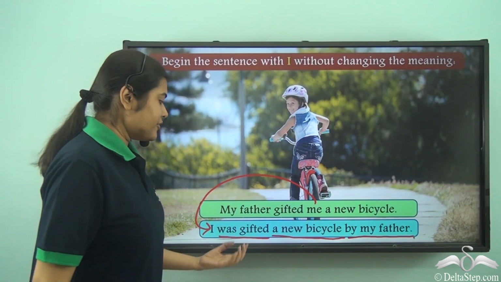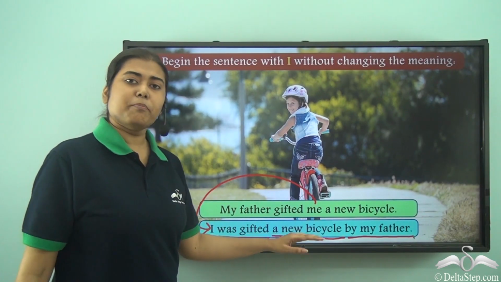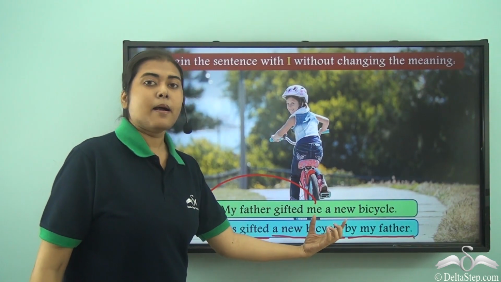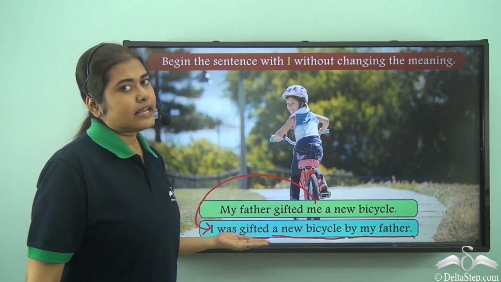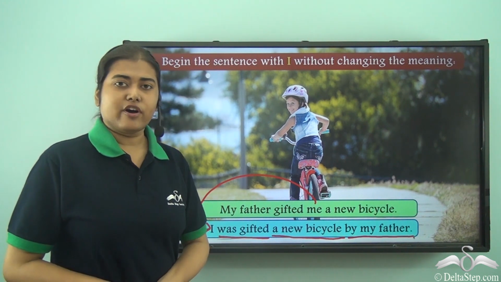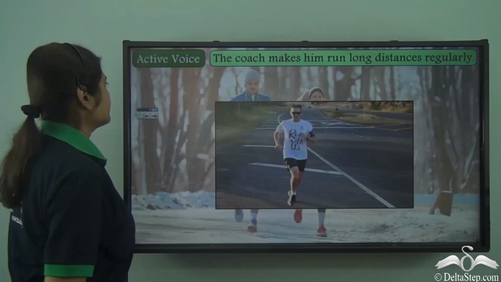Now since we see after the verb there are two parts, a new bicycle by my father, so we can change their positions. Each of them would be a correct way of writing the sentence.